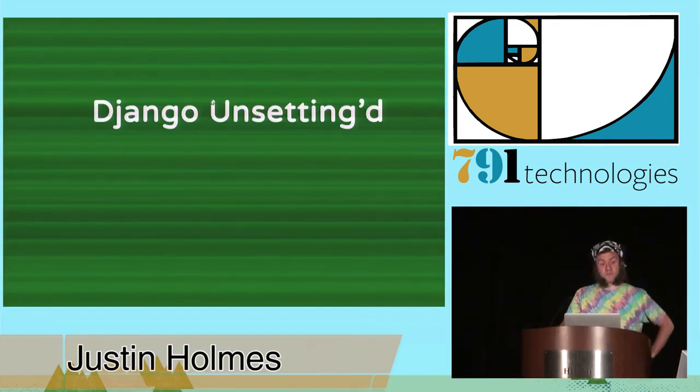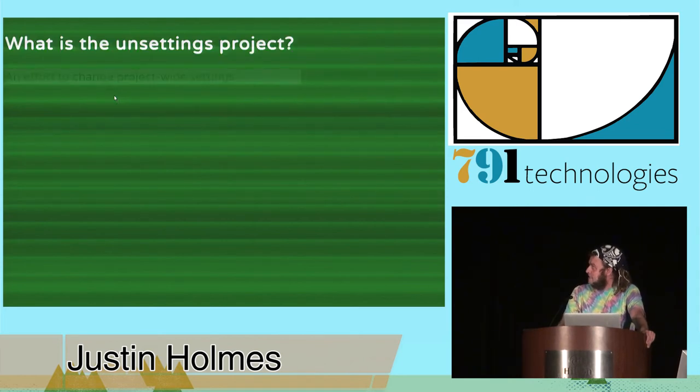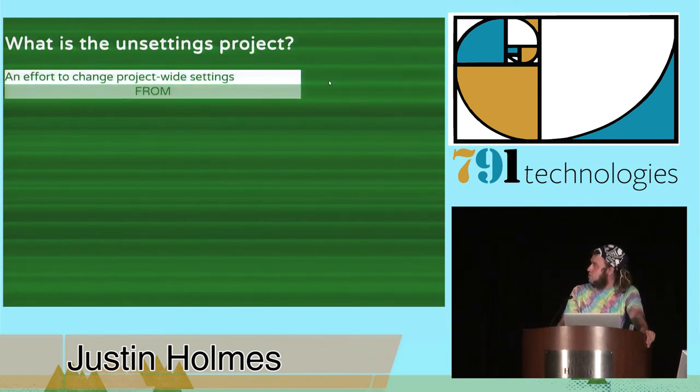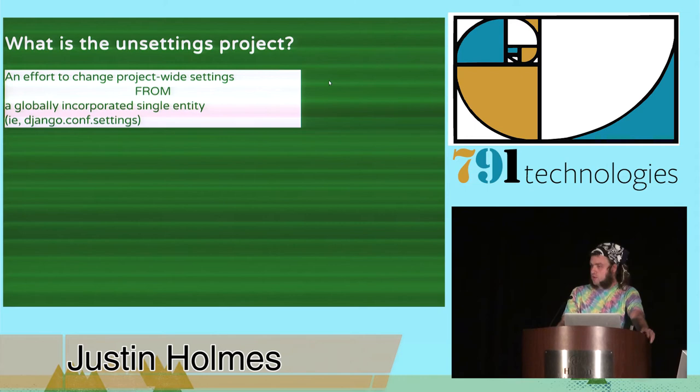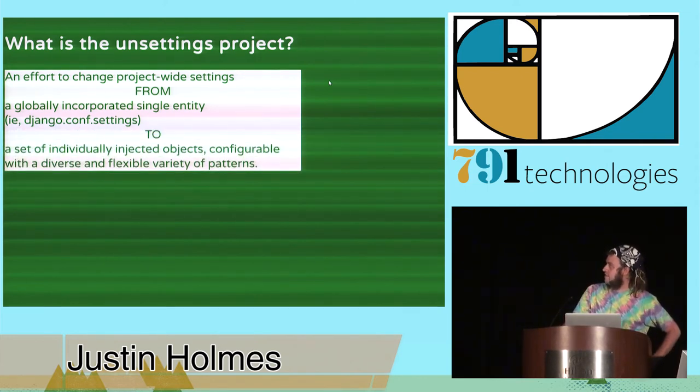After Eric Florenzano's talk, Why Django Sucks, Django Still Sucks. To my way of thinking, it sucks primarily because it still thinks of itself as an Apache plugin rather than a Python library. This is evidenced most clearly by the configure method of the lazy settings object. So what is the unsettings project? It's an effort to change project-wide settings from a globally incorporated single entity, django.conf.settings, to a set of individually injected objects configurable with a diverse and flexible variety of patterns.